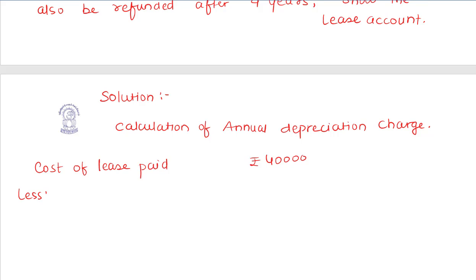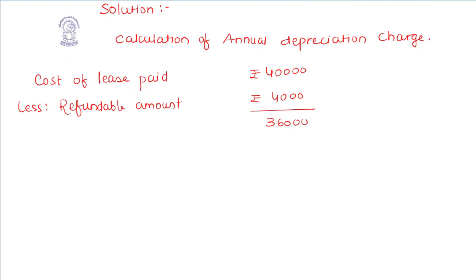So less refundable amount, 4,000 needs to be refunded. That means the depreciable amount is 36,000 only. Depreciable amount is 36,000.